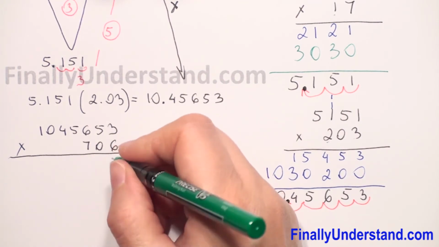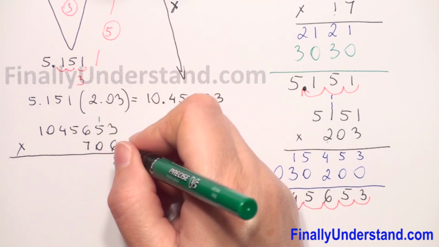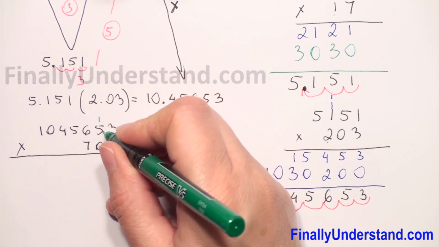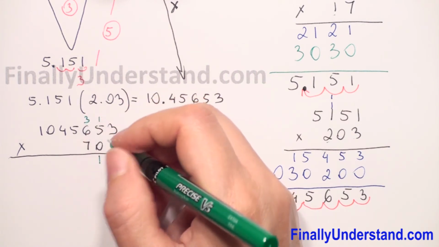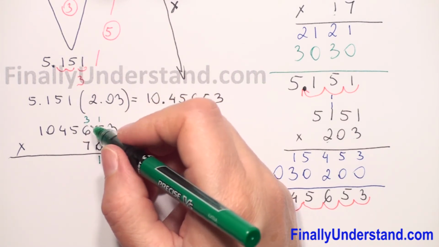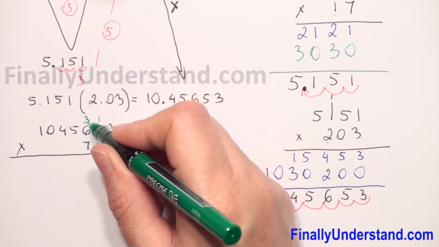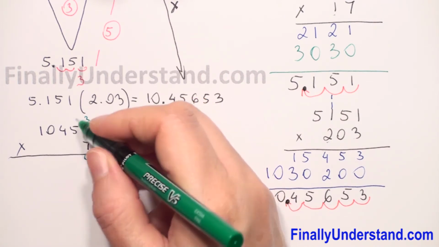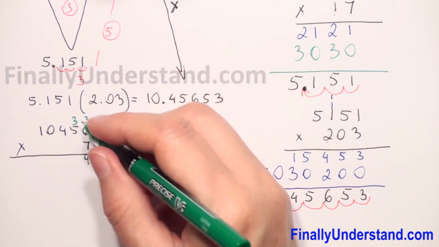6 times 3 is 18. So we have 8 and 1 we add to next column. 6 times 5 is 30 plus 1 is 31. So it will be 1 and 3 will go to next column. 6 times 6 is 36 plus 3 is 39. So we have 9 and 3 will go to next column. 6 times 5 is 30 plus 3 is 33.